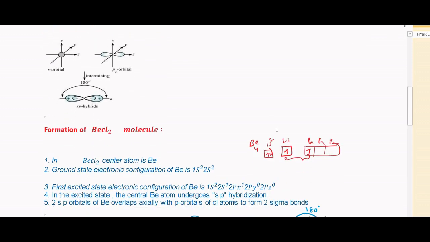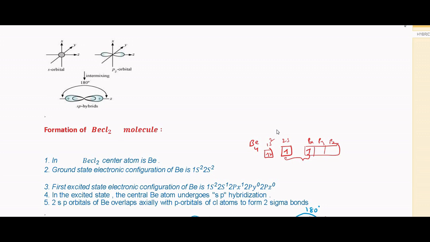See here, this is the s orbital and this is the p orbital. These two orbitals intermix and form sp hybrid orbitals. So how many hybrid orbitals are there? 2 hybrid orbitals. Why? Because one s orbital and one p orbital are participating in hybridization.